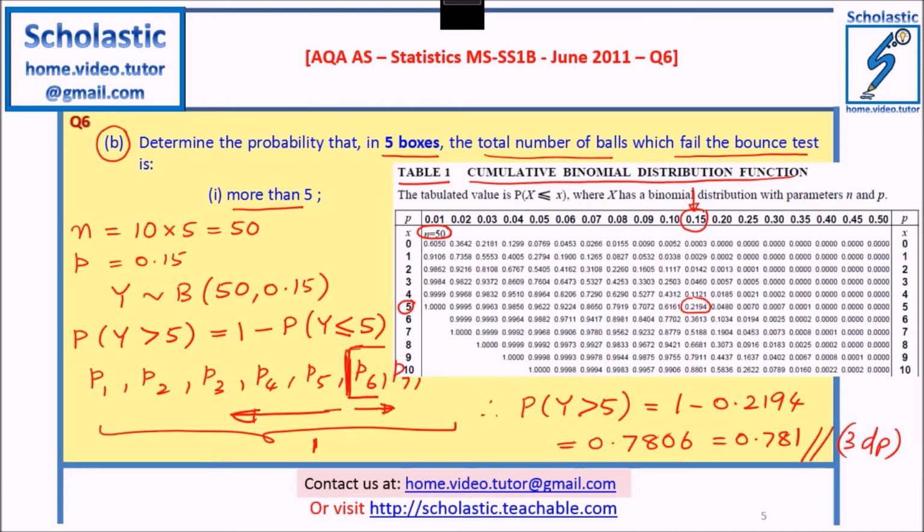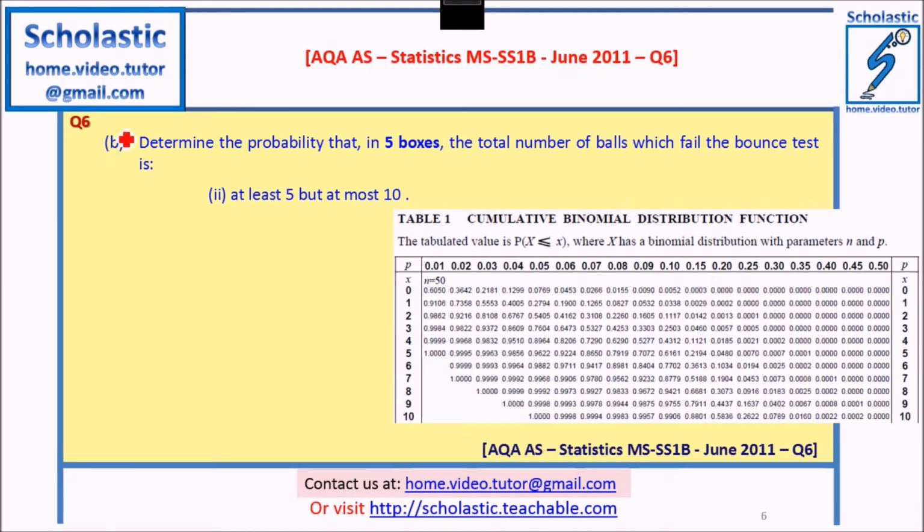Let's see the last part of this question, question number 6, part B. Determine the probability that in 5 boxes the total number of balls which fail the bounce test is at least 5 but at most 10. Again, our distribution is cumulative, same table 1, cumulative binomial distribution. Y is a binomial distribution with n equal to 50, probability equal to 0.15. So this is our probability distribution.